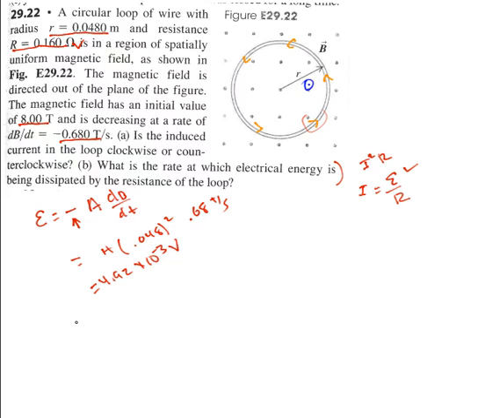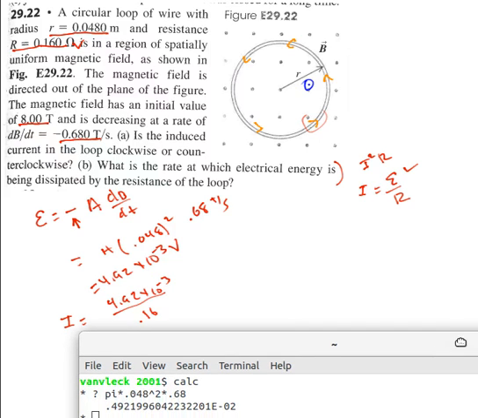So the corresponding current is going to be that voltage divided by the corresponding resistance, which is 0.16. So what we want is that voltage divided by 0.16. So the current is going to be basically 30 milliamps.